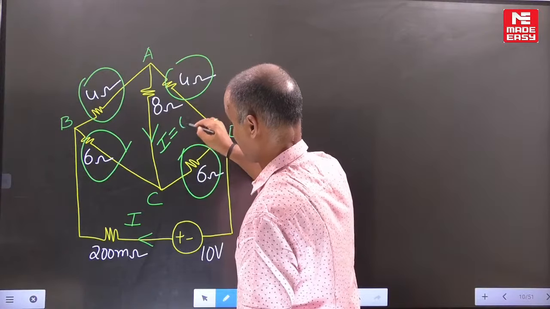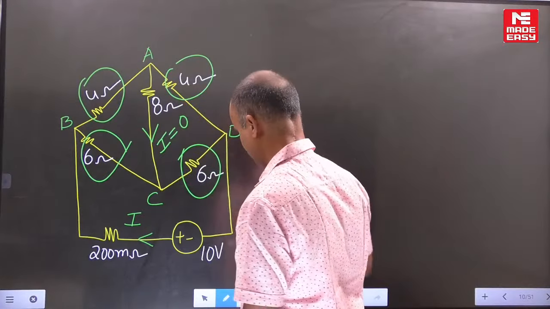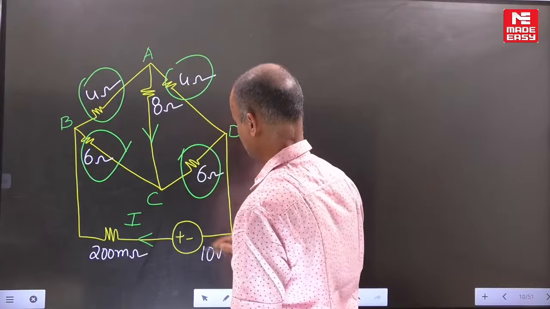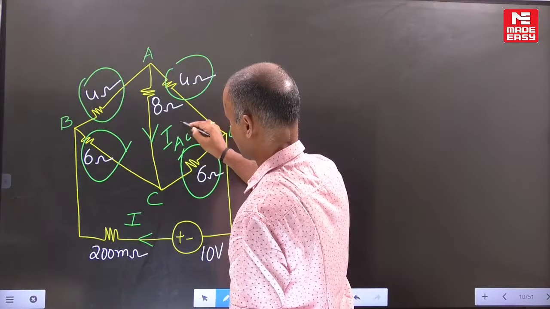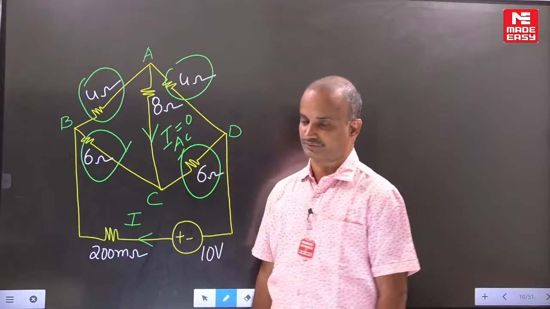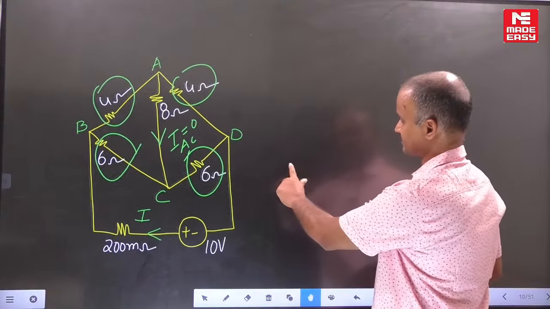The current flowing through this diagonal points element is equal to 0. Corresponding to this branch, we can say the current is equal to 0. That means the current flowing from A to C becomes 0. Whenever the current is 0, we can solve the problem with different approaches.